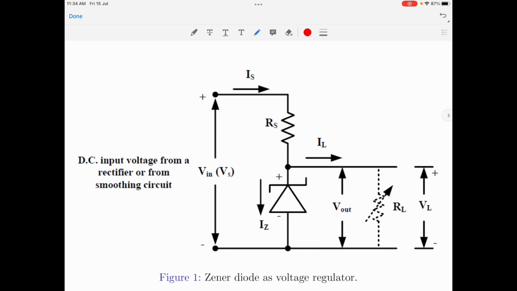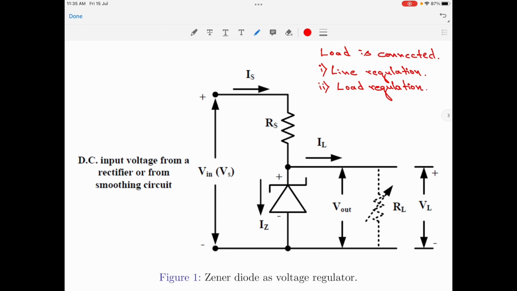Let us now consider the second case where the load is connected. Under this condition, voltage regulation can be achieved through two techniques. The first one is called line regulation and the second one is called load regulation.